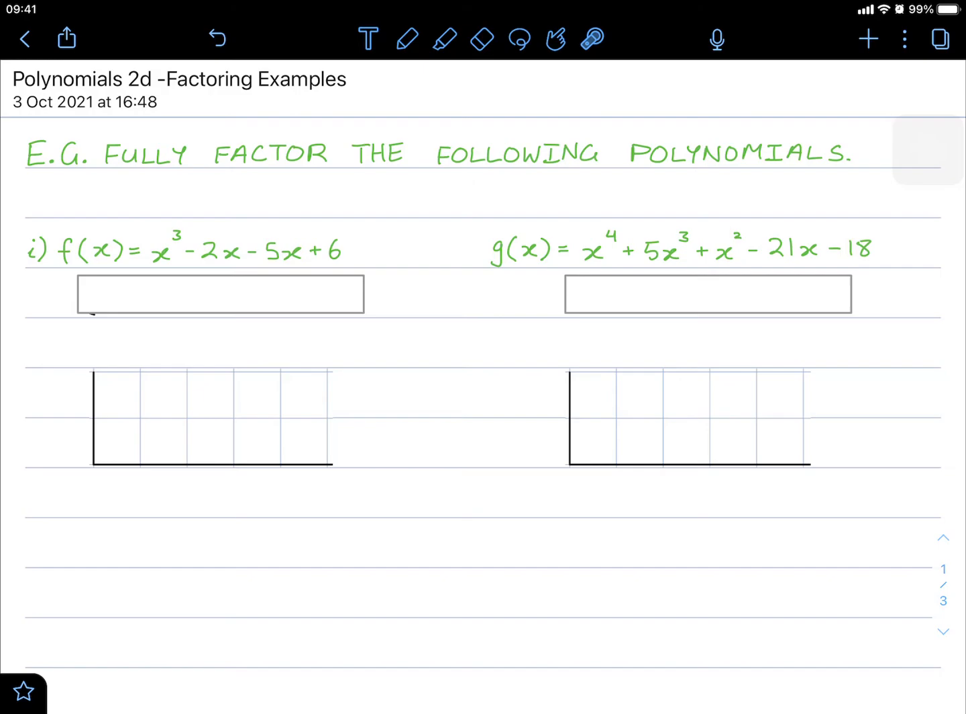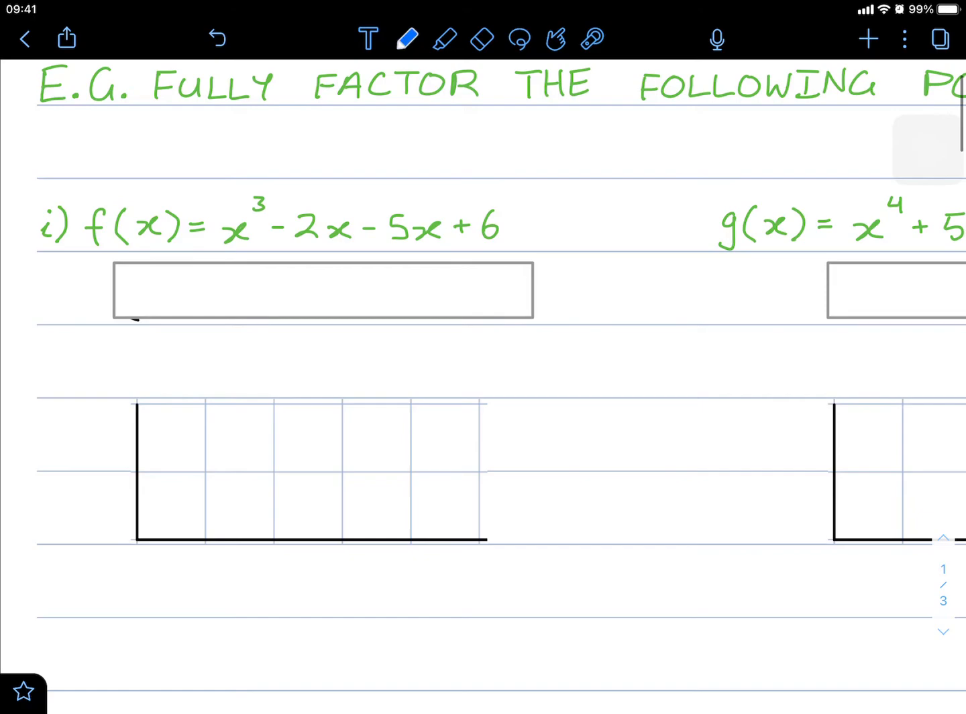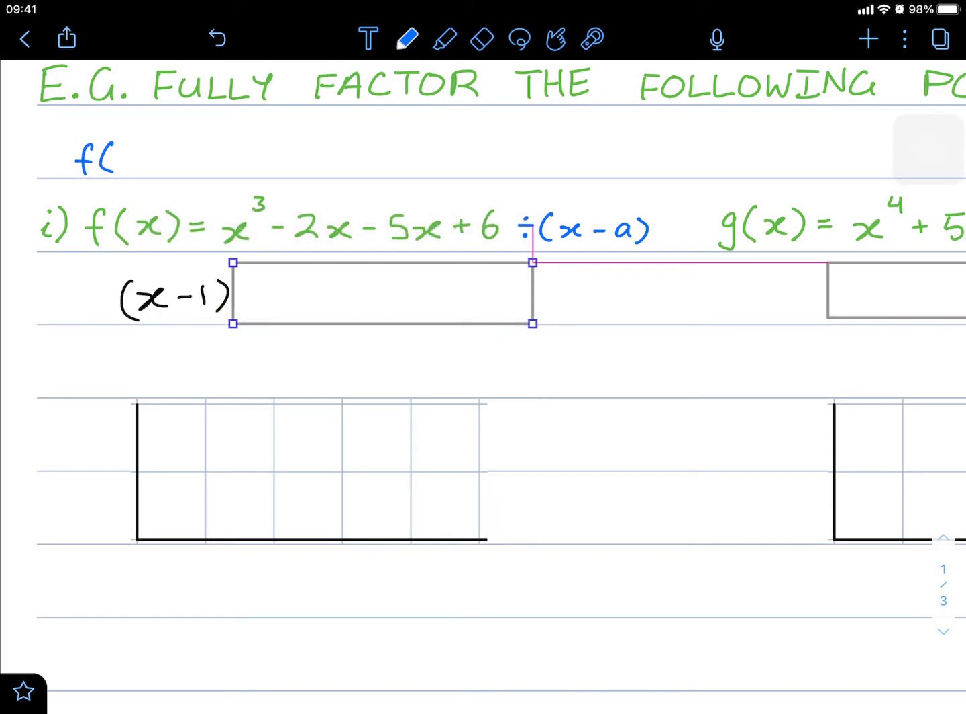So to begin with, we first need to figure out what we're dividing by. Remember, we're dividing by x minus some number a. And the first number we should always look for is some factor of 6. You can figure this out very quickly just by substituting f of one of the numbers you want to test for a. For the sake of the video, I already know that one of them is going to be 1.